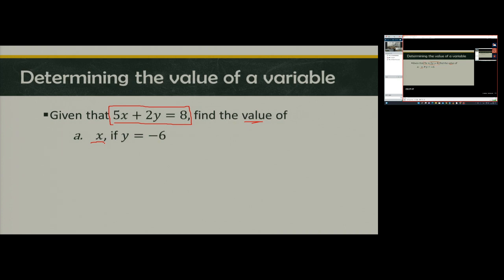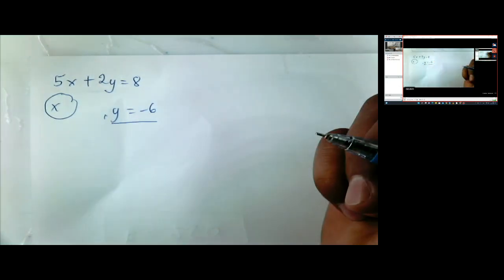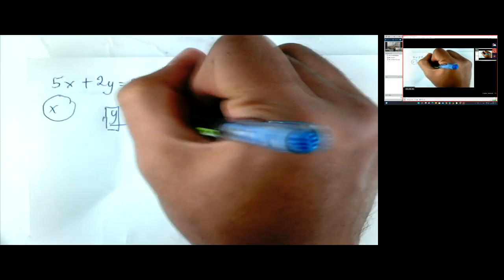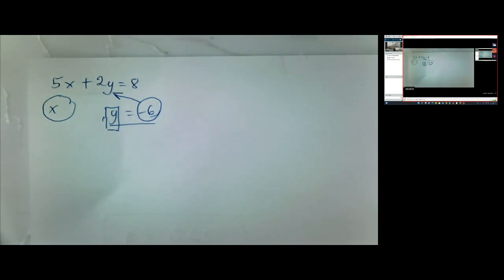Again, the topic is determining the value of the variable, meaning we don't know what number x or y is, but we have this one. We have here 5x plus 2y equal to 8. It says find the value of x given that y is equal to negative 6. So given this equation, 5x plus 2y is equal to 8, since y is equal to negative 6, we're going to substitute that negative 6 for the value of y in the given equation.